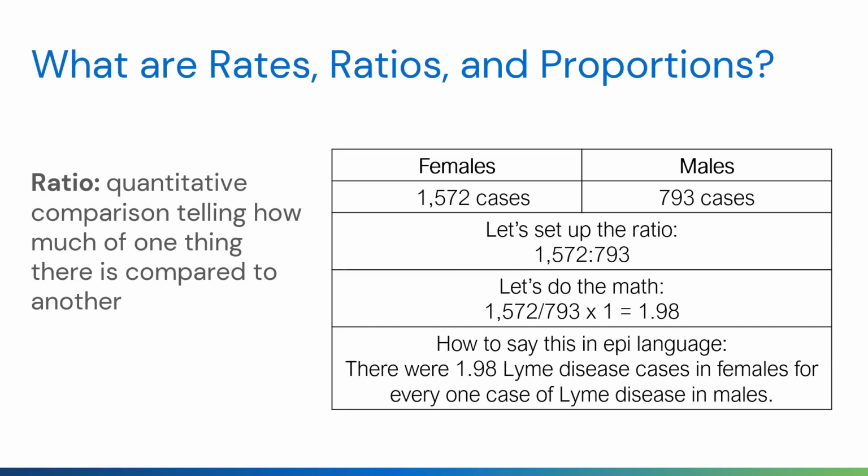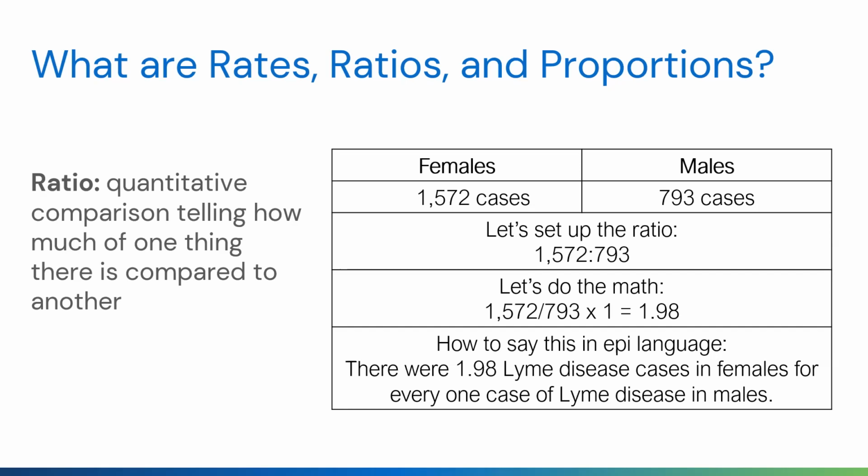Now, it doesn't look like you've got a colon in the middle anymore, and this is why people get really messed up about ratios, because they expect to see two numbers and a fancy colon in the middle. No, it's a number. So how do you say this in epi language to know that it's a ratio? You can say that there were 1.98 Lyme disease cases in females for every one case of Lyme disease in males. So we're standardizing the number of cases from one type of case to the other.